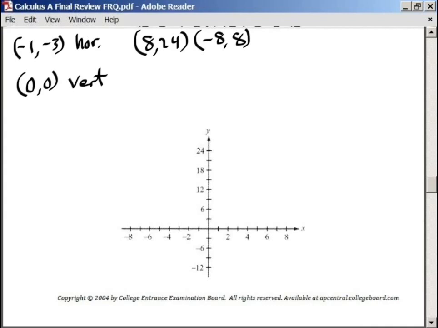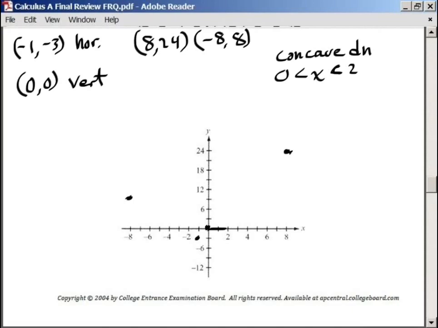So let's graph those. We have negative 8, 24, which goes right there. I'm sorry, negative 8 goes up to 8, so it would be right there. 8 goes up to 24. We have negative 1, negative 3, which would be right there, and 0, 0. All right, so let's just connect the dots and see if it also follows the last piece of information that we found, and that was that it's concave down when x is less than 2 and greater than 0. It's only concave down in that area. So that's in this area right here.